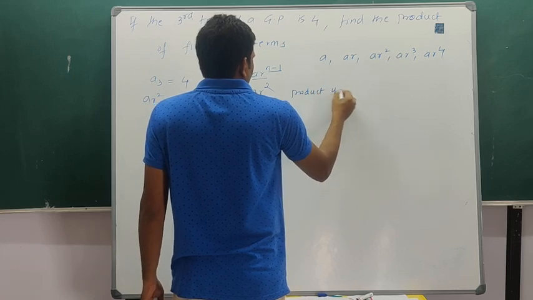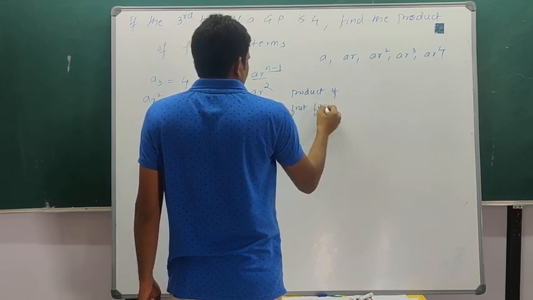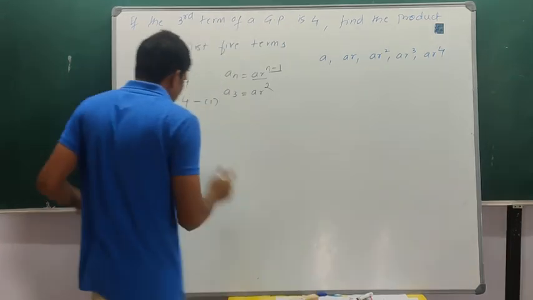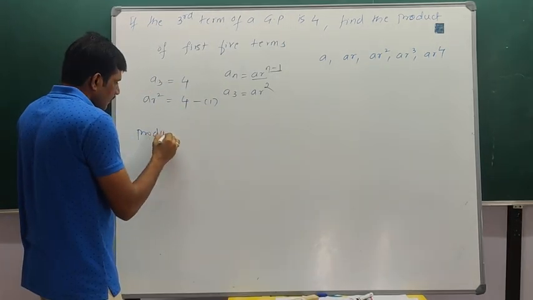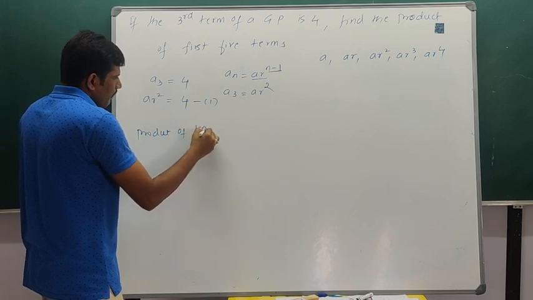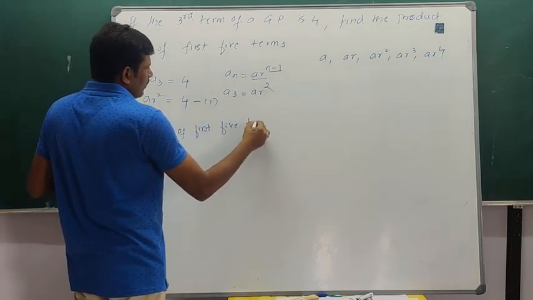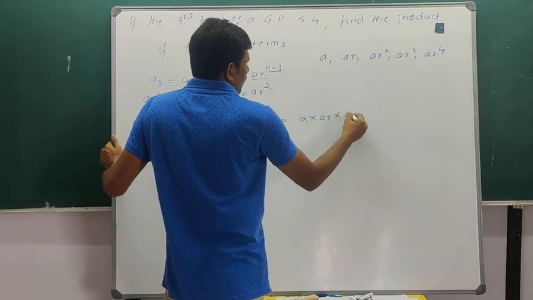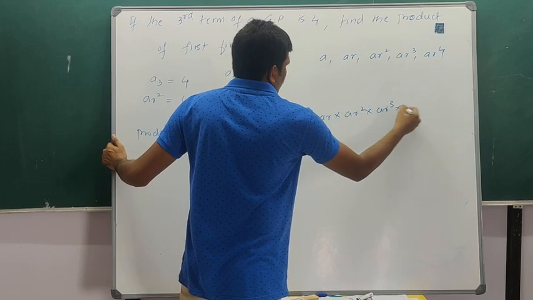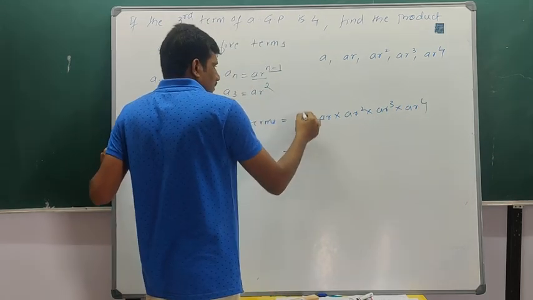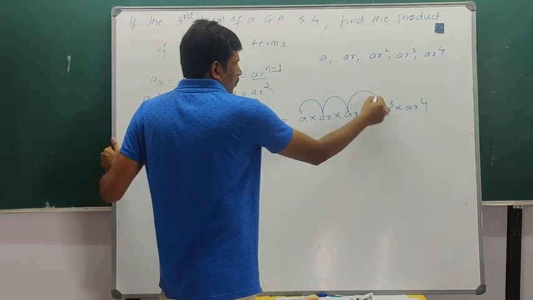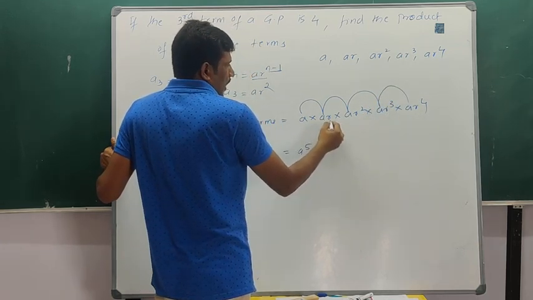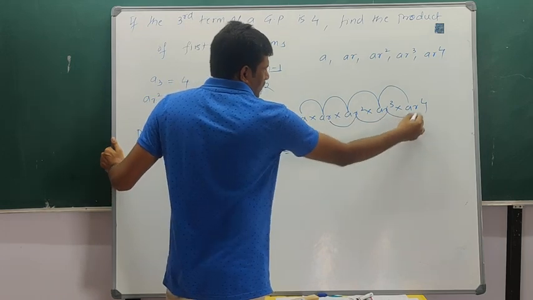Product of first 5 terms. We can write here, now we have to find the product of first 5 terms. What is the first term? A. Second term is AR. Now it is AR square, AR cube into AR power 4. So that is A into A square, A cube, A power 4, A power 5, and R into R square, R cube, R power 6, R power 10.